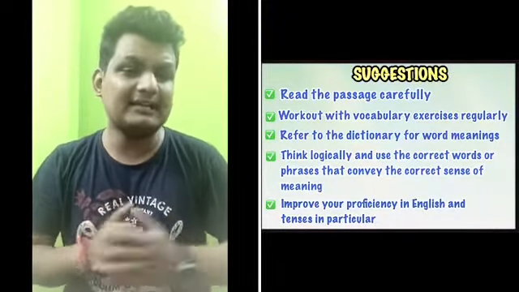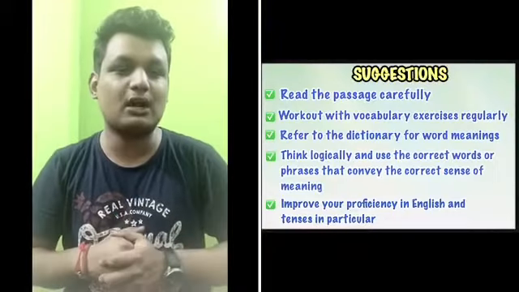So students, now let us check out the easiest solutions or suggestions to these particular barriers or problems. The first suggestion says read the passage carefully. Yes, you got to read the passage very carefully, then only you can find out the correct meaning, as well as you need to mark down the keywords that might help you for question number 4 part A, B and C as well. Now next is work out with vocabulary exercises regularly. Yes, on regular basis you need to be in touch with vocabulary exercises. Take down a few random words, note them down, refer to the dictionary and mark the exact word.